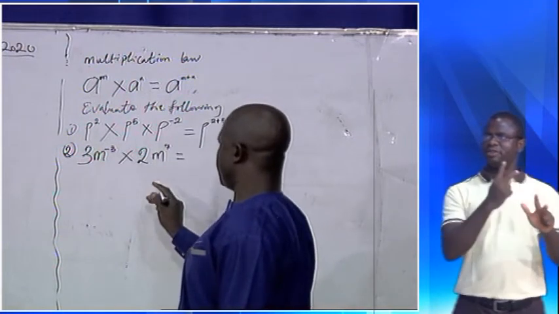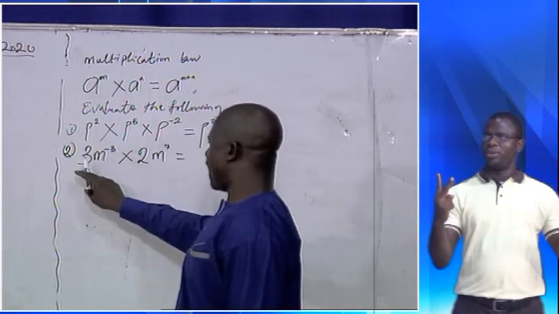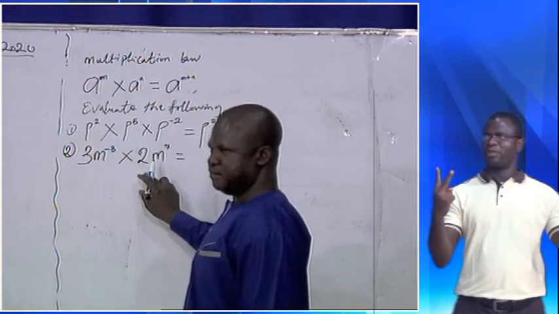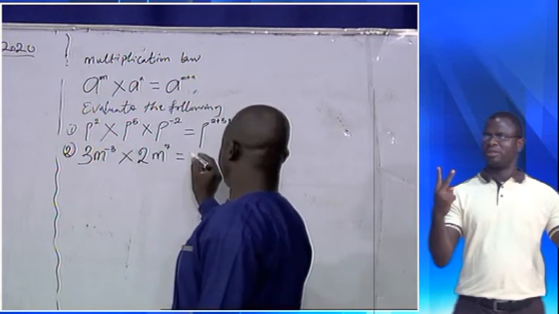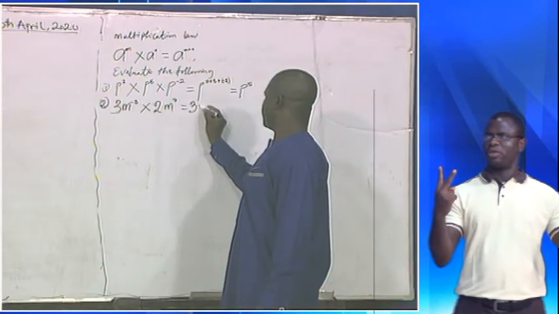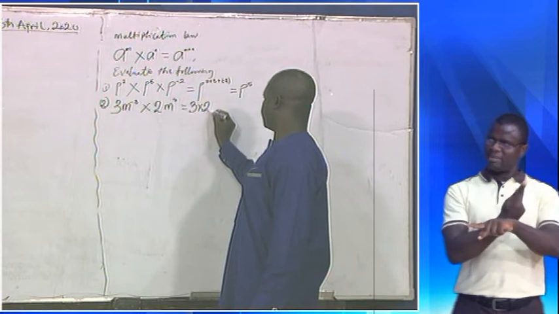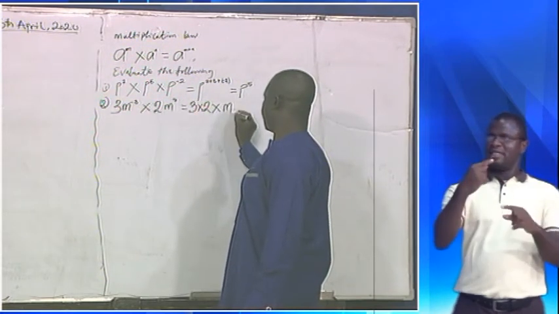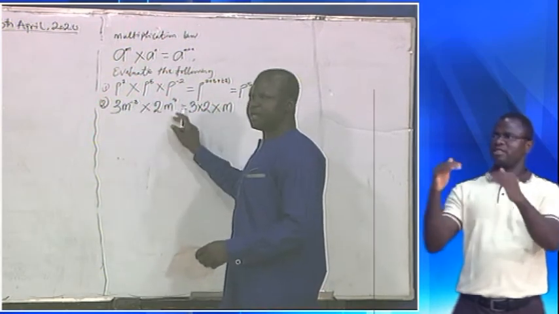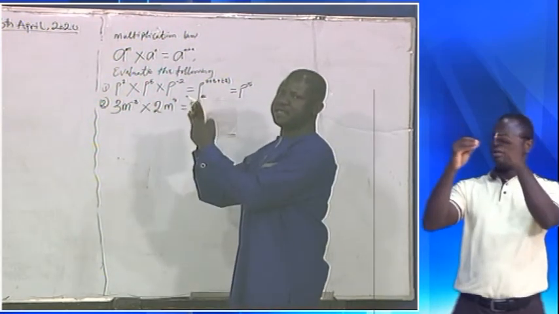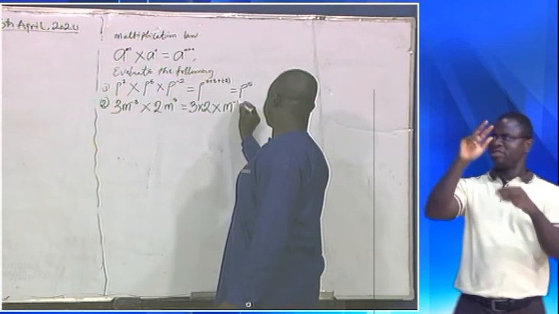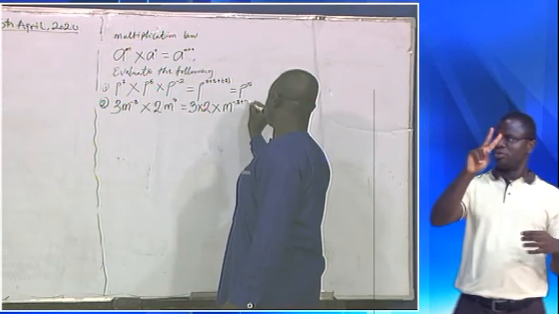So the first thing here is to multiply the coefficients first before the variables. We are going to have 3 multiplied by 2. Then you also multiply it by m. Since m are the common bases, we now add their respective powers. So here we have minus 3 plus 7.